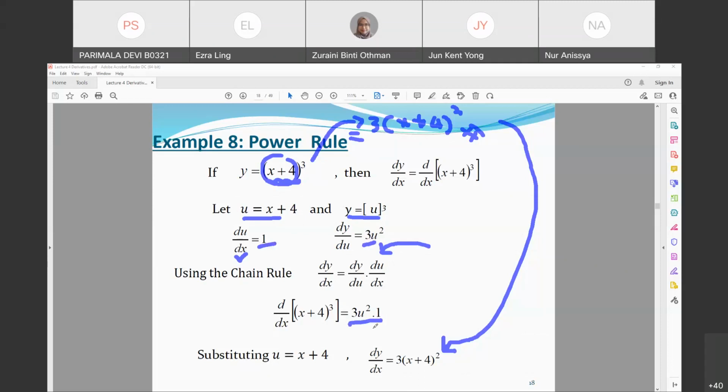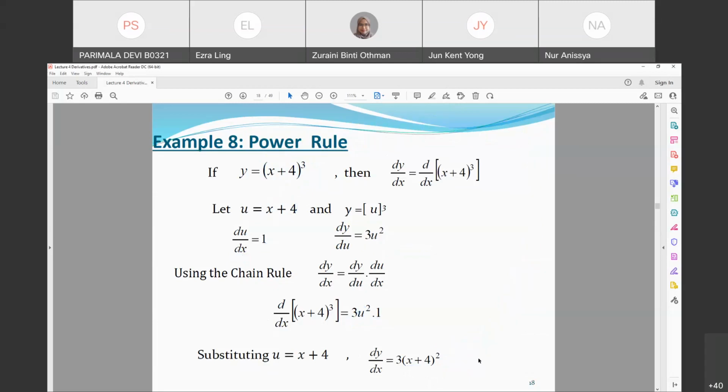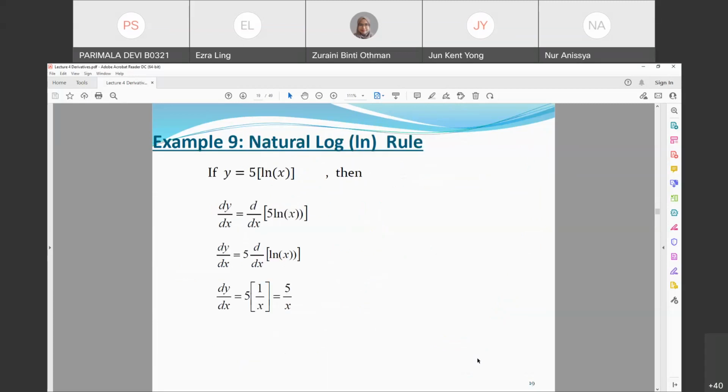Okay, bila kita darabkan, kita dapat 3U kuasa 2. And our U place, we have to replace it back with X campur 4 just now. So kita letak balik kat tempat U ni. So kita dapat jawapan ni. So kita ada dua jawapan. Dua cara, whether you want to use power rule straight away or you use chain rule to solve this kind of question. Okay. Clear? But mostly I think in this slide they frequently use chain rule.